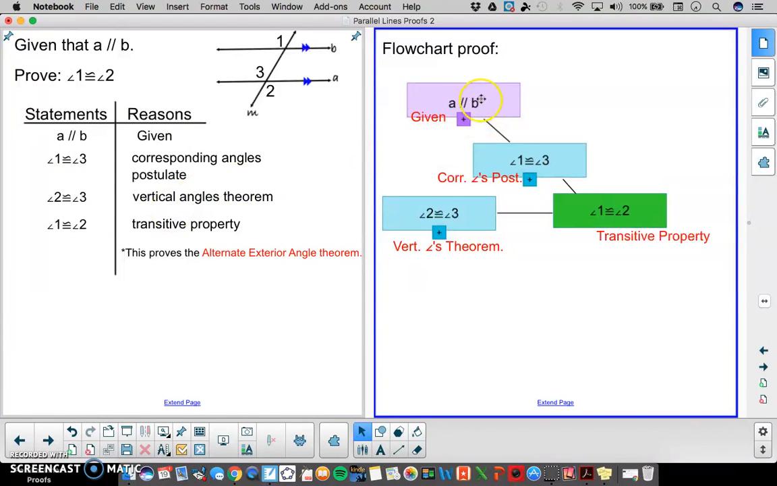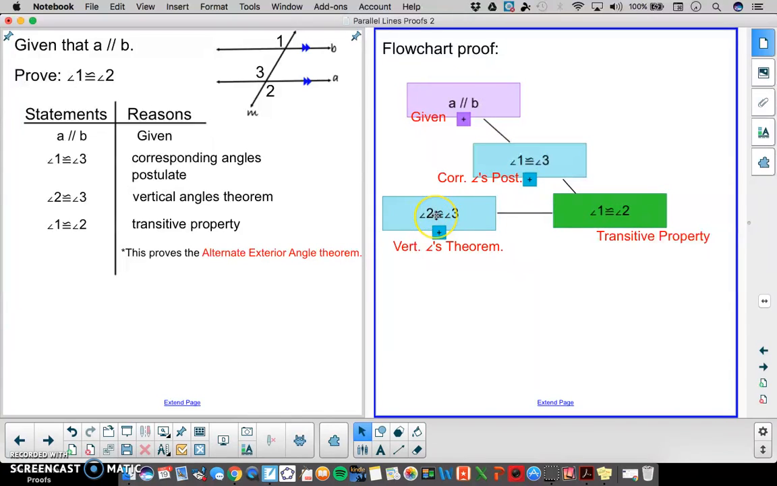This flowchart proof is really important because it tells us how the things are connected together, how these properties flow into the next idea and flow into that conclusion. So we are starting out with our given information, like we always do. We're given that A is parallel to B, and that directly implied that angle 1 was congruent to angle 3. The corresponding angles being congruent was because those lines were parallel. So we have the pieces in our flowchart connected.